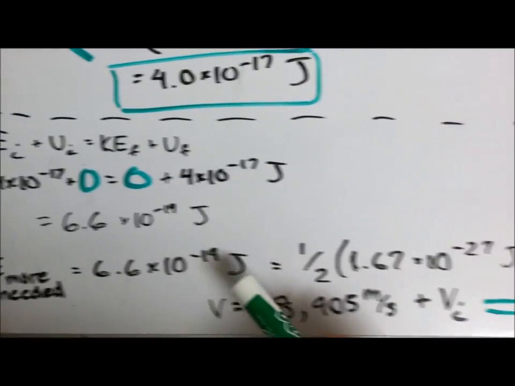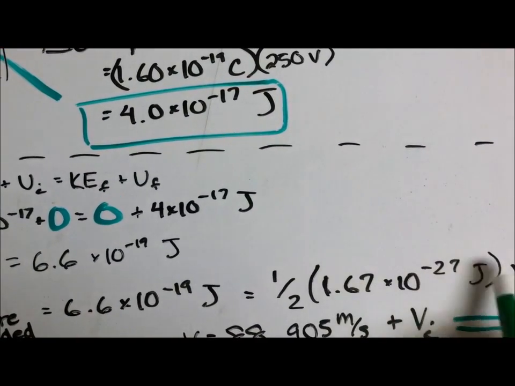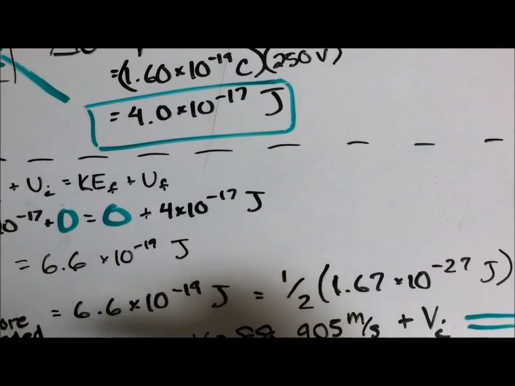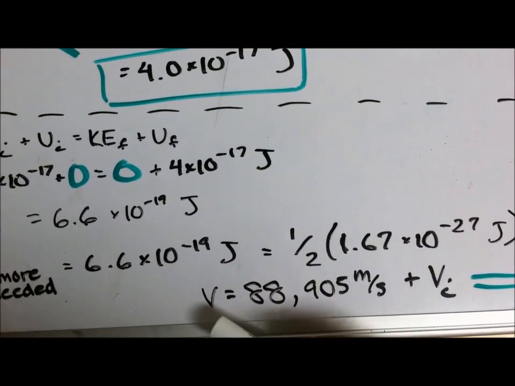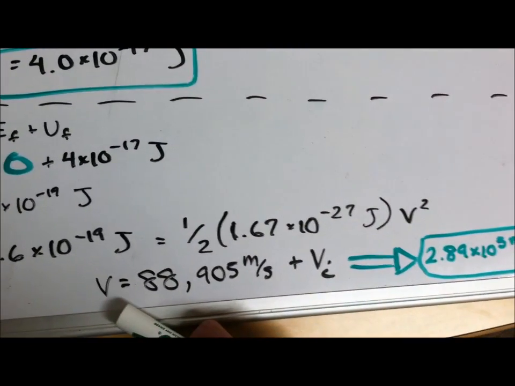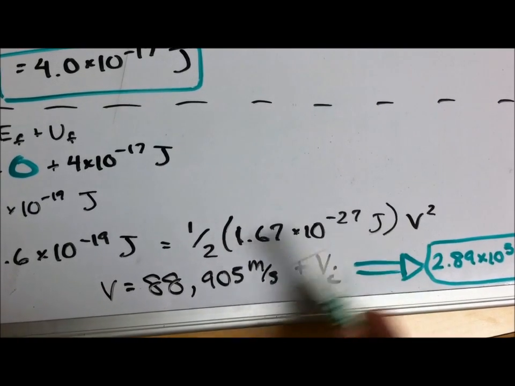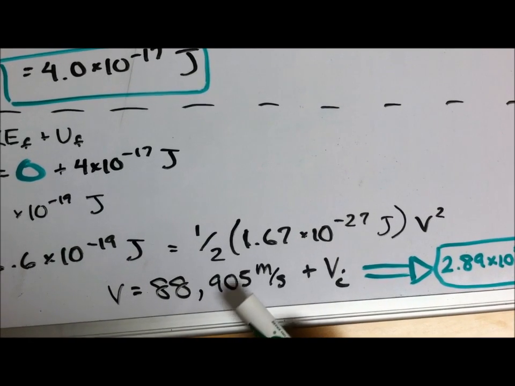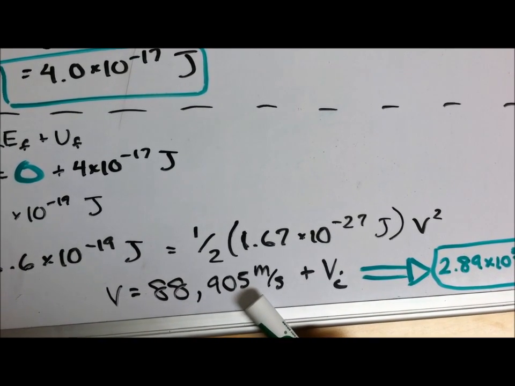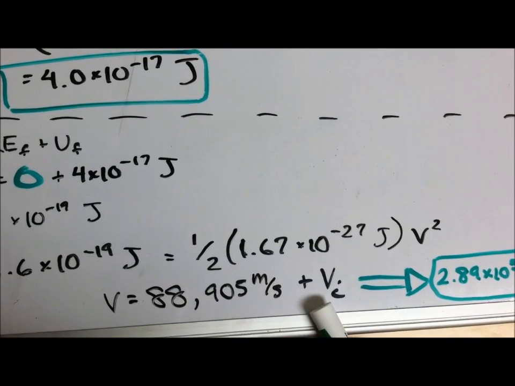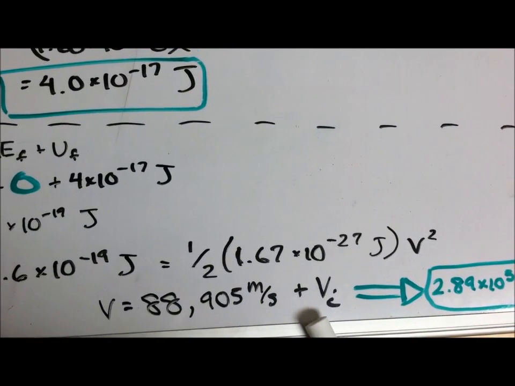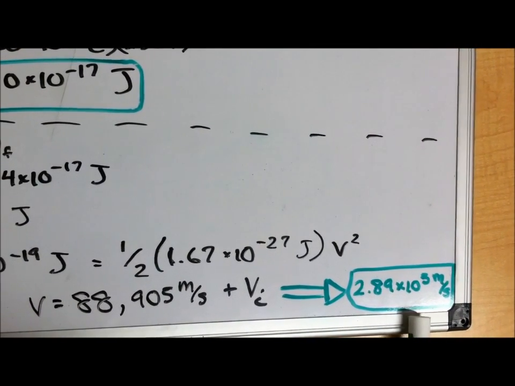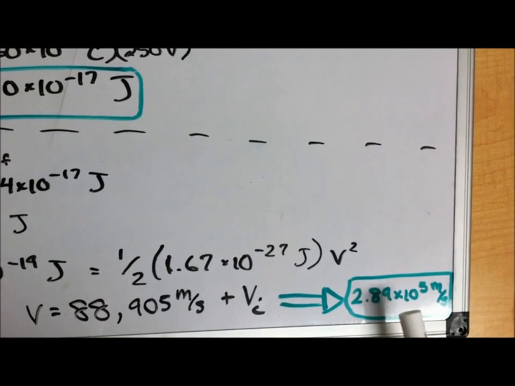We can go ahead and just start using the 1/2 mv squared here to determine that's how much more energy is needed to reach the plate, and then it'll transfer when it reaches the negative plate. So we'll get a velocity here once we solve out 1/2 the mass of the proton, velocity squared. We get a velocity of 88,905 meters per second. Well, that's how much more is needed to reach the plate, and if you add the initial velocity to that, we get 2.89 times 10 to the 5th meters per second, and this is our speed as it's crashing into the negative plate because of the law of conservation of energy.